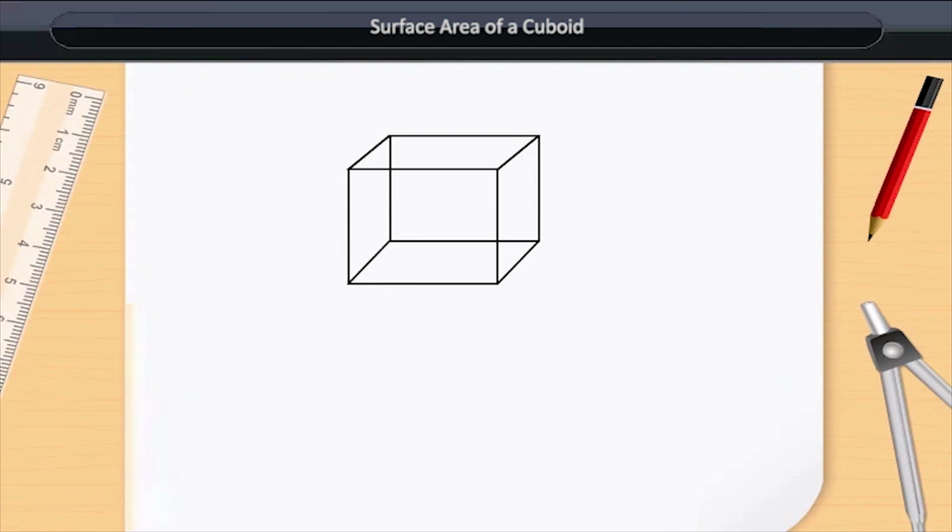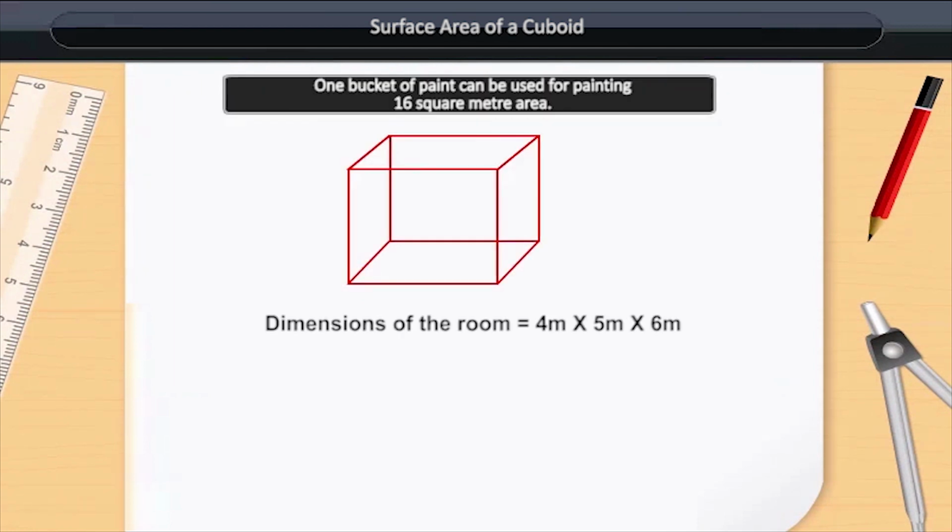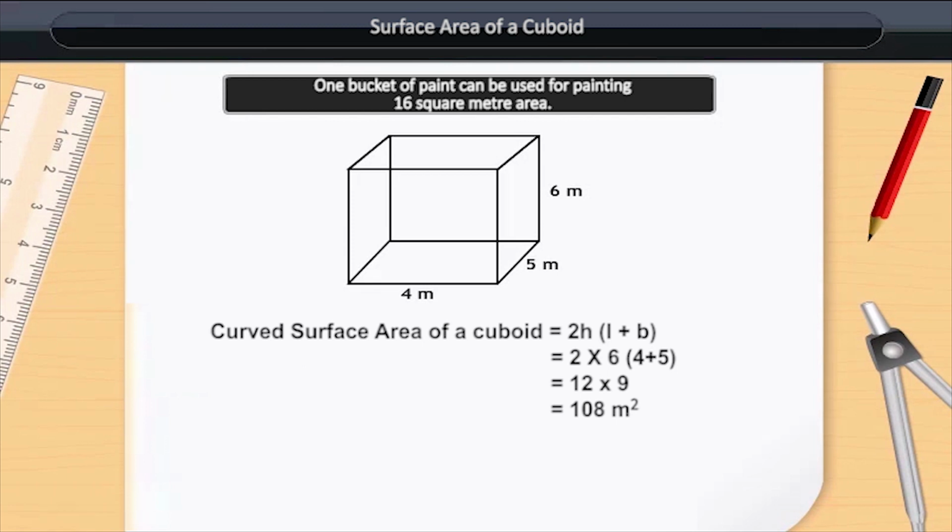Solution. As we can see, the room is a cuboid, so we do not need to paint the floor. Therefore, we need to know about the curved surface area, which will be equal to the area of the 4 walls of the room and the ceiling. If we take the cuboid of the room, then the length is 4 meters, breadth is 5 meters, and the height is 6 meters. So, the curved surface area of a cuboid is equal to 2 multiplied by height multiplied by length plus breadth.